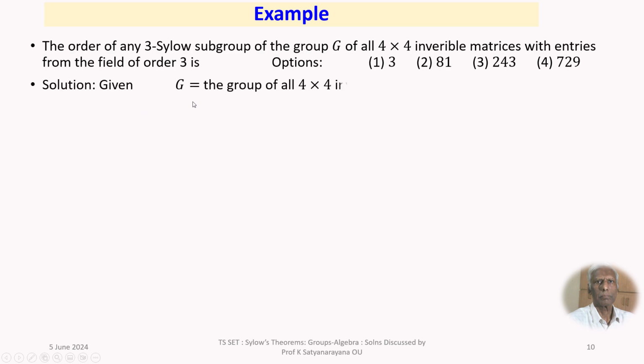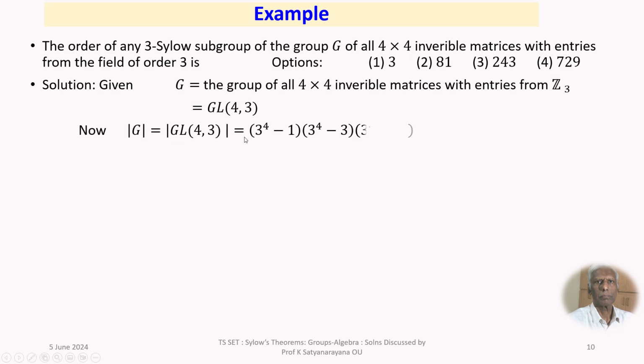Given G, what is G? The group of 4 by 4 invertible matrices with entries from Z3. Recall, this is equal to GL, the general linear group of 4 by 4 non-singular matrices with entries coming from Z3, that is GL(4,3). And we are very familiar with the order of G, which is the order of GL(4,3): (3 to the power of 4 minus 1) into (3 to the power of 4 minus 3) into (3 to the power of 4 minus 3 square) into (3 to the power of 4 minus 3 cube).